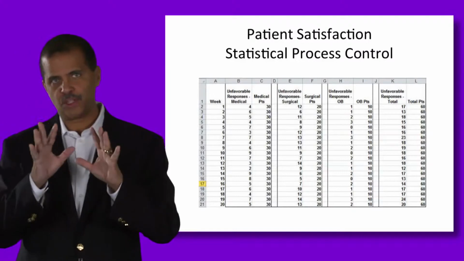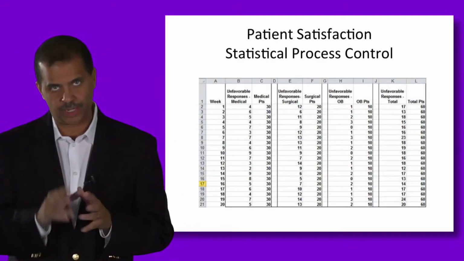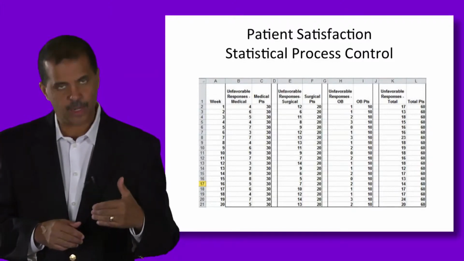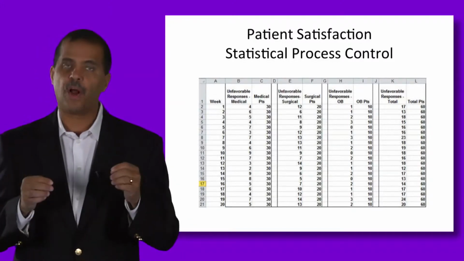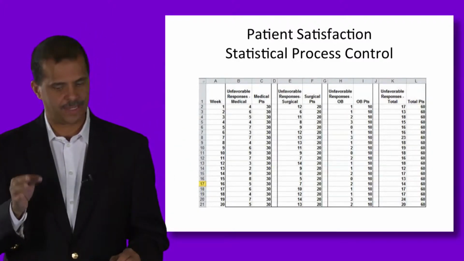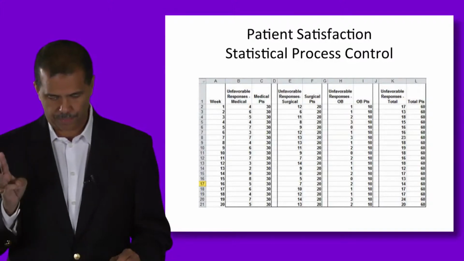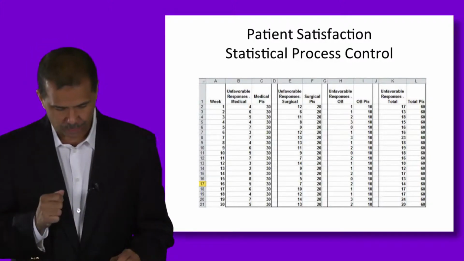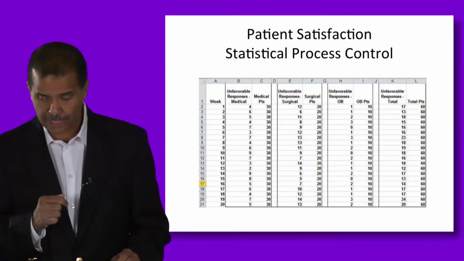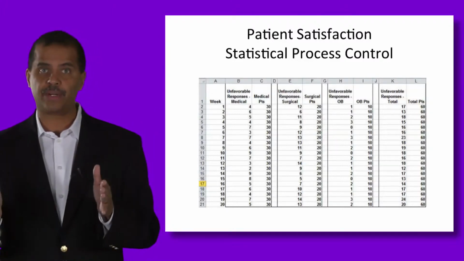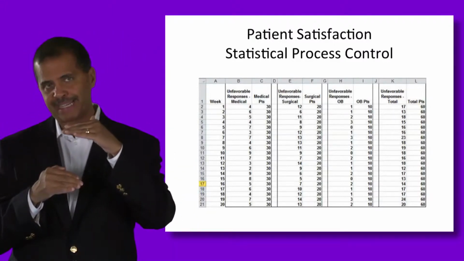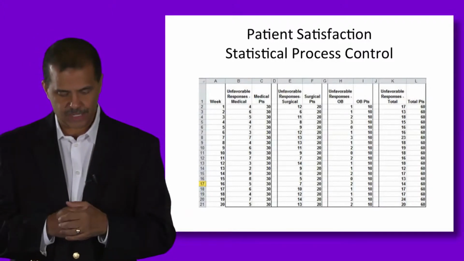So let's take a look at this using the example of patient satisfaction. It's a bit busy, but we'll walk through it. If you'll note here, we have the weeks going from 1 to 21. We also have unfavorable responses on a patient satisfaction survey for 3 departments. For medical department first, for surgical department second, and for the OB department third, and then you have the aggregate for total patients. So what you would do is first calculate the range within each department.